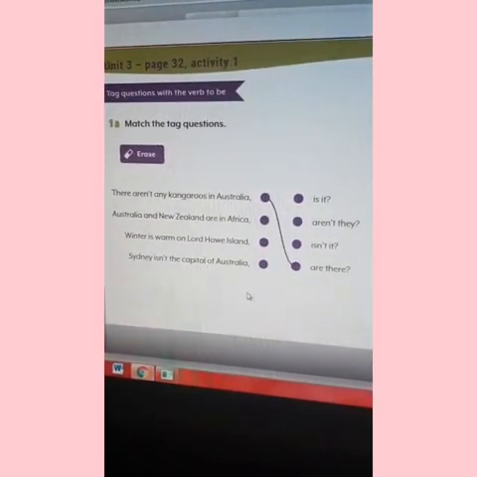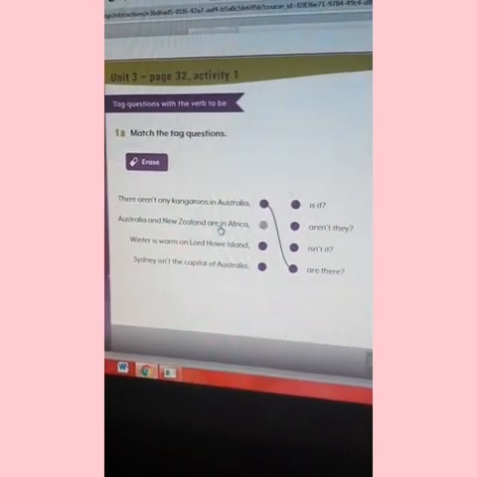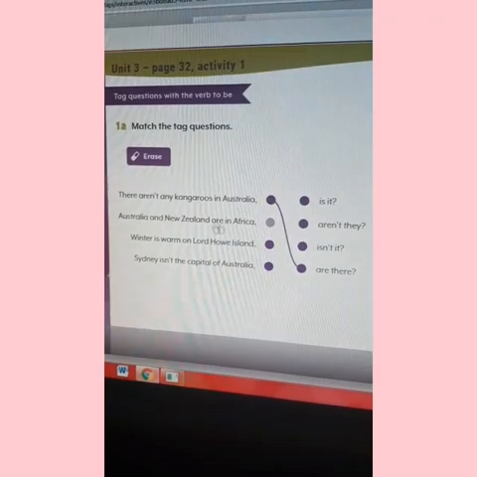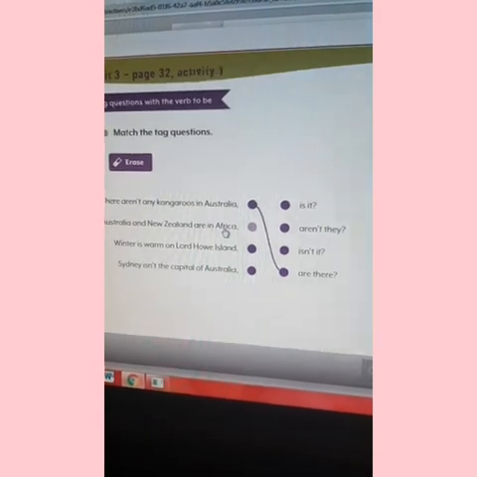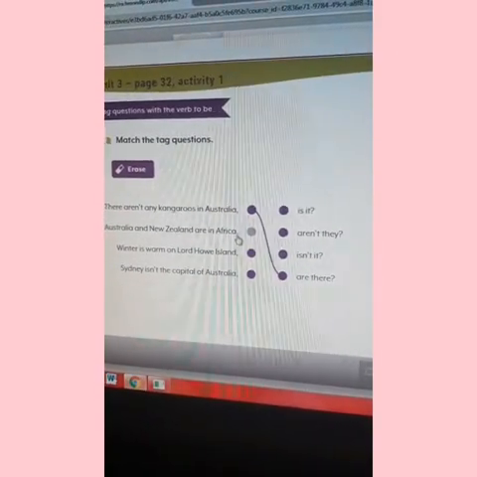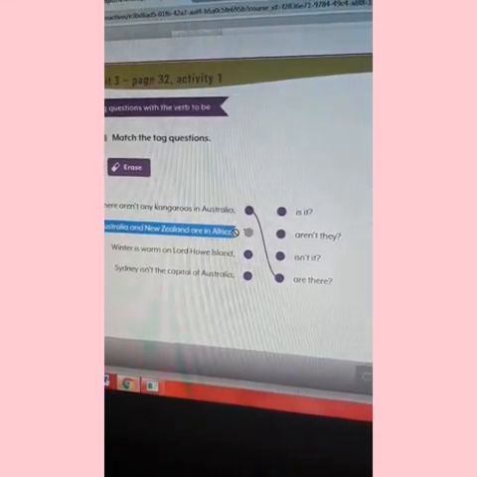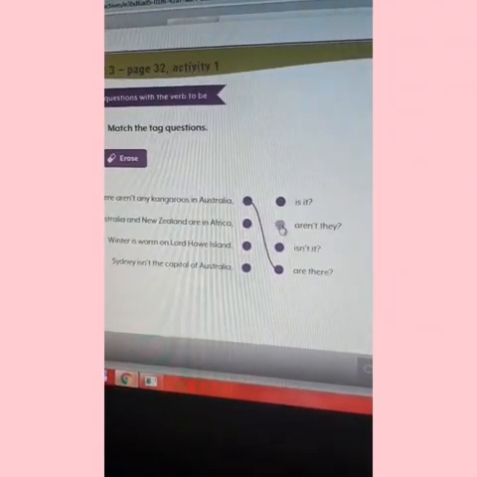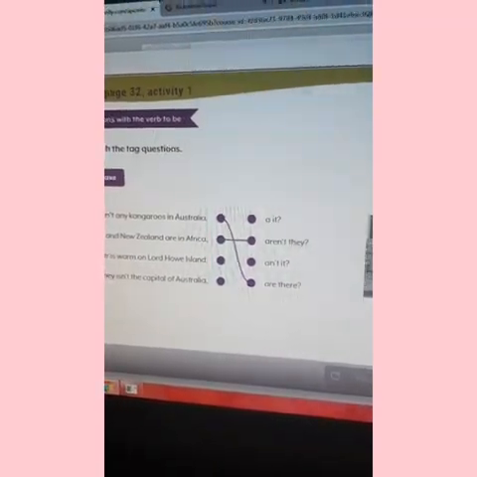Number 2. Australia and New Zealand are in Africa. As you can see here, we have a positive statement. The verb to be is positive. We are going to look for a negative verb to be. In this case, a tag equation in negative. We are gonna use, let me see, aren't they? Australia and New Zealand are in Africa, aren't they? That is the correct option.